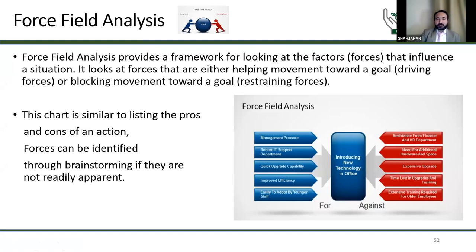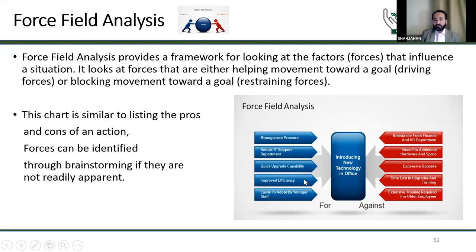Now the force field analysis. This type of analysis we do when we want to make a new project and we want to see whether this project will be successful or not. So we will make a force field analysis. Like here in this example, introducing a new technology in the office. Now we will do a meeting. All the staff will come. Some will give points which are for and some will give against.